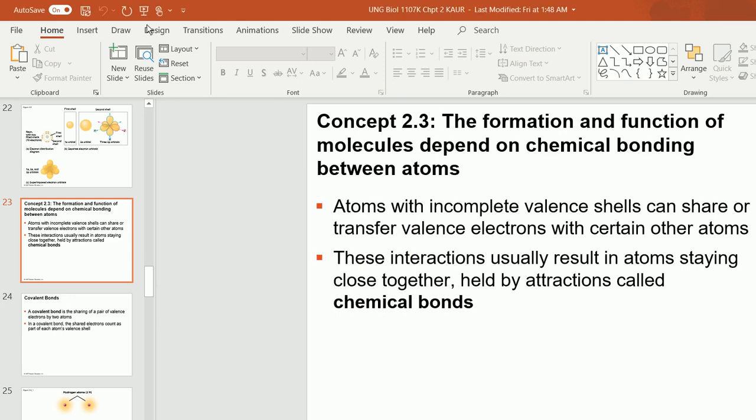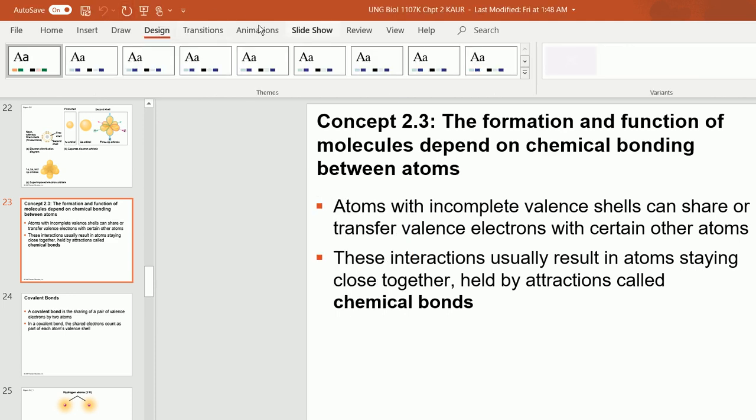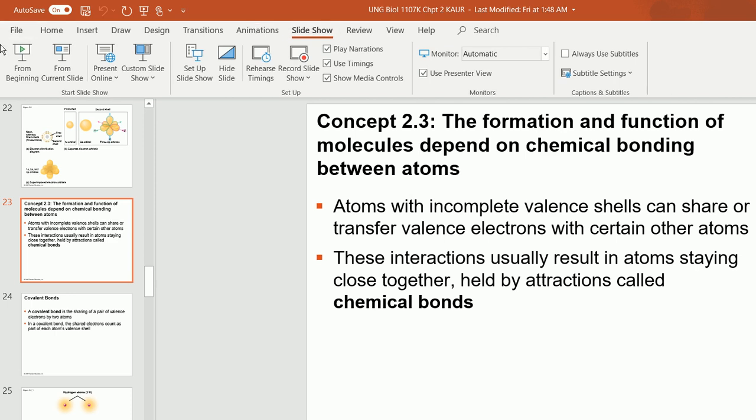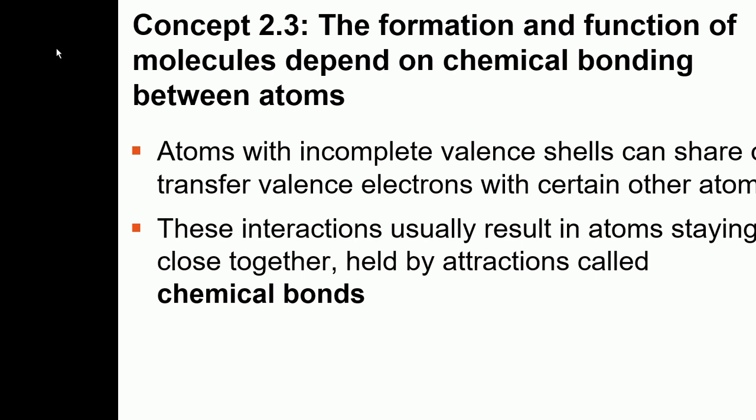So basically, we have talked about the periodic table. We have talked about the structure of the atom. We have talked about what is in the nucleus, what is in the energy shells, and how the electrons are distributed, and what is the octet rule. We have seen the periodic table.